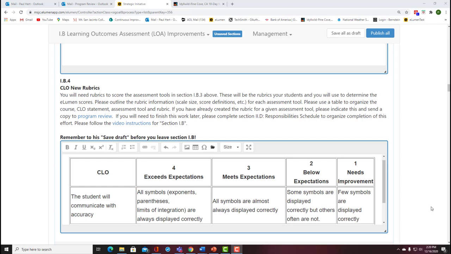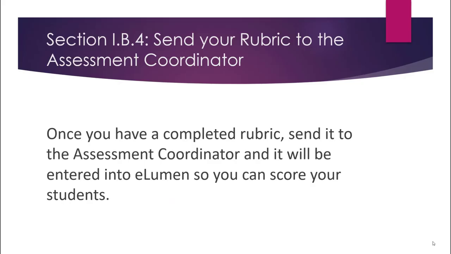Once we have an actual student project or learning experience, we can tie the rubric language more closely to that learning experience. Also, as students and faculty use the rubric, they will provide input for more specificity and language improvement. Again, watch for future Transforming Lives videos. Once you have a completed rubric, send it to the assessment coordinator and it will be entered into Illumin so you can score your students.